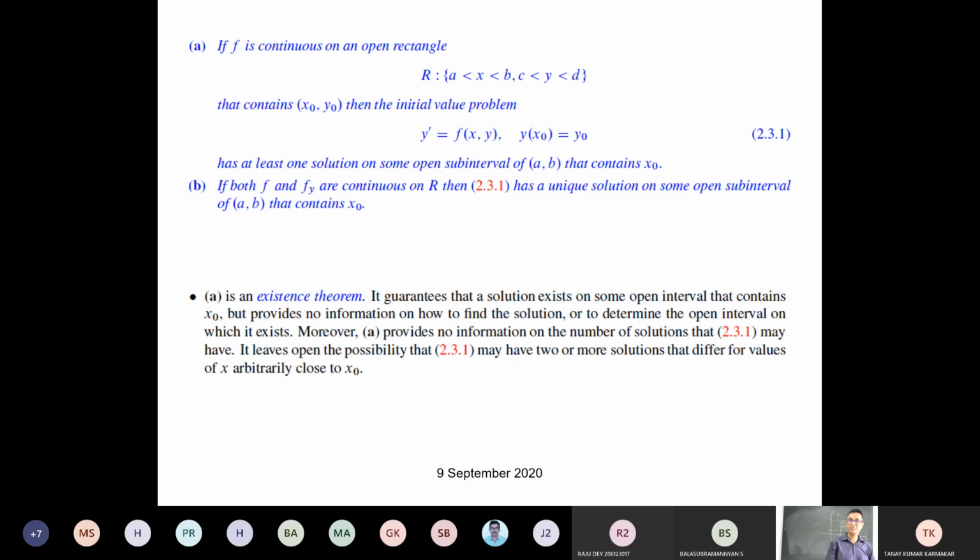Is it okay? Fine. Now remember, whenever you are given an initial condition, it is going to consist of only one point belonging to some interval on the x-axis. Is it okay with everybody?